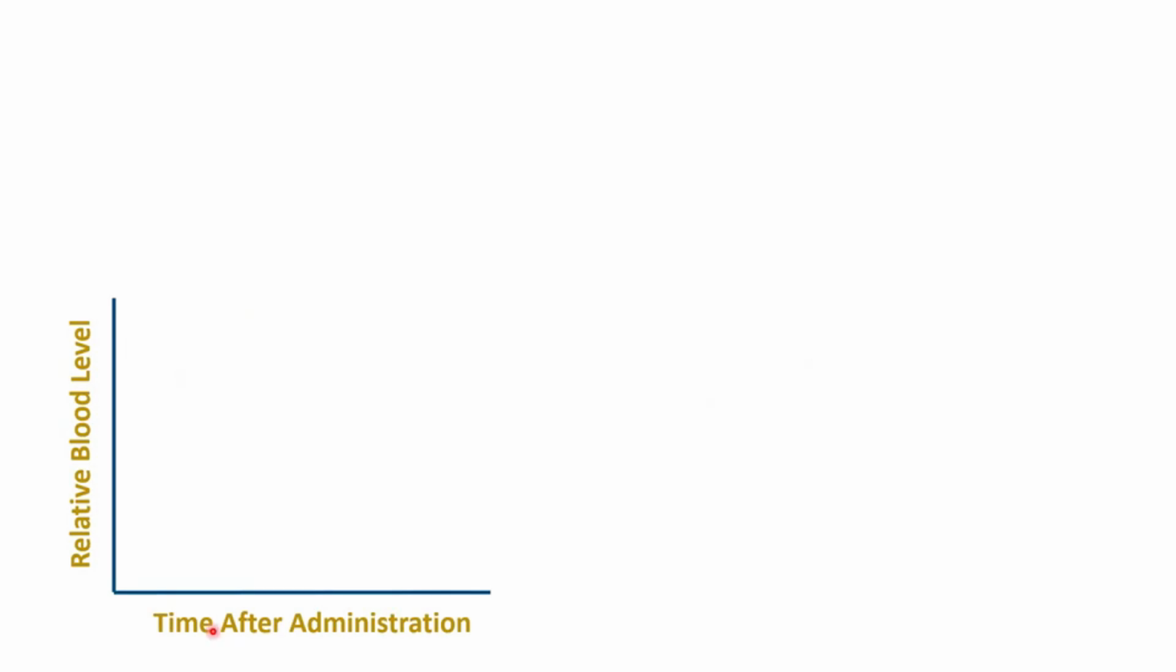As we explore the different mechanisms by which toxic agents can enter the body, we're going to be looking at the relative blood level of the toxin as a function of the time after administration. When we do this, that will allow us to compare where we see the peak concentration of the toxin as well as the magnitude, how high the relative blood level is. So let's get into this.